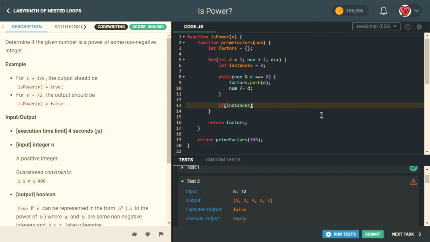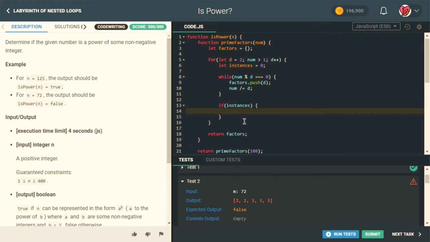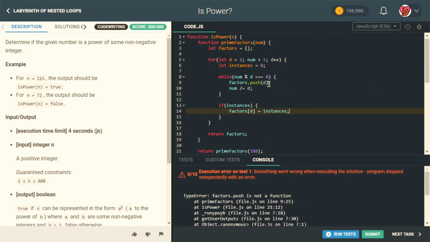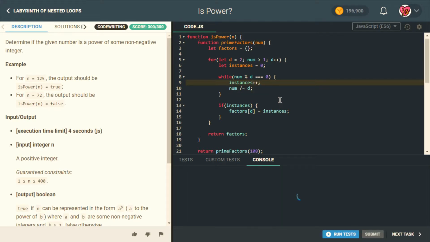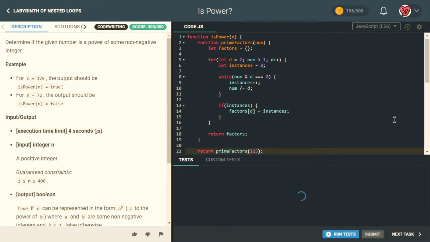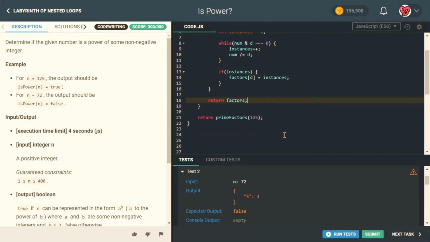Basically we'll say if instances, if there was at least one of them, okay, so as long as this is not 0, then what we want to do is we want to say factors at d is assigned the value of instances. So now when we run this, factors.push is not a function. That makes sense, right? So instead of that, we just want to say instances plus plus. And it looks like I'm having a really hard time with this word, and yeah, I am. Anyway, let's see what happens here. Great, so 2 2's, 3 3's, that's 108. If we were to do 125, we should expect to have a key of 5, value 3, perfect, what we're looking for. Great, so what do we want to do now?